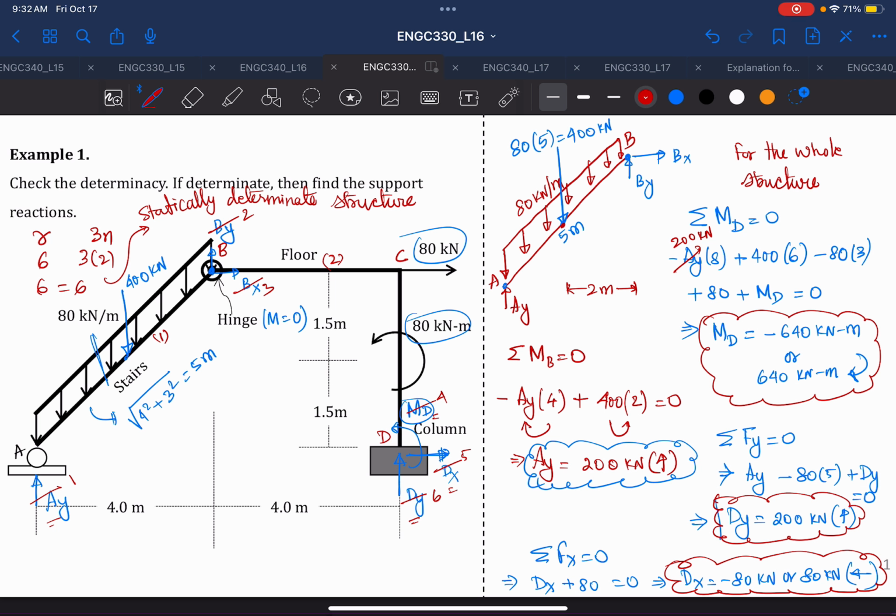So we found all the unknown reaction. We find AY, the moment at D, and vertical reaction at D and horizontal reaction at D. So that's how we solve or analyze the frame and find all the unknown reaction. If you have to draw the shear force diagram, bending moment diagram, and axial force diagram, then in that case you need to also find what is the internal reaction at hinge B.